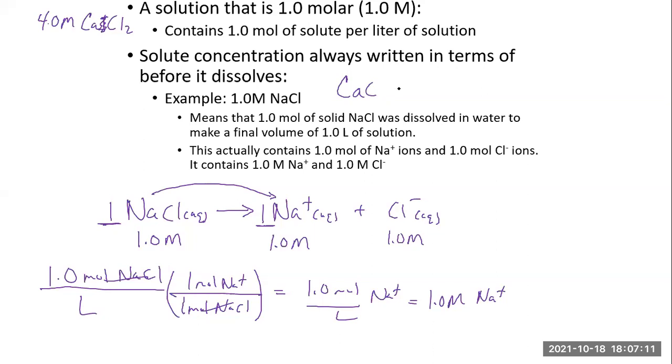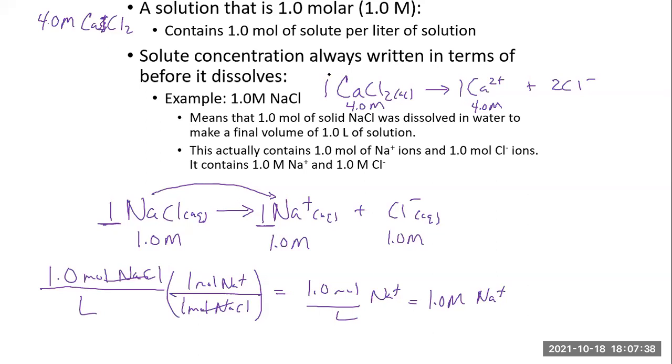Calcium chloride, when it breaks apart in solution, gives us a calcium ion and 2 chloride ions. So if the concentration of the whole thing is 4 molar, for calcium it's a 1-to-1 relationship, which means we would multiply 4 by 1, which gives us 4 molar for our calcium ions.